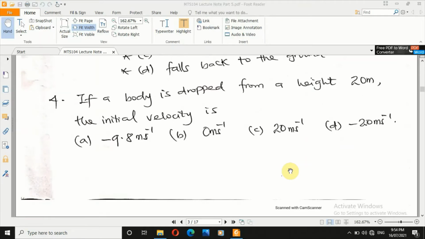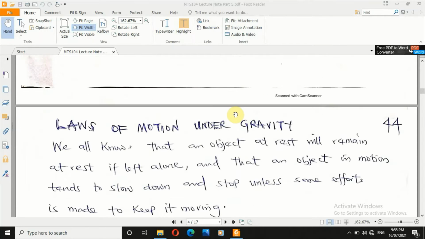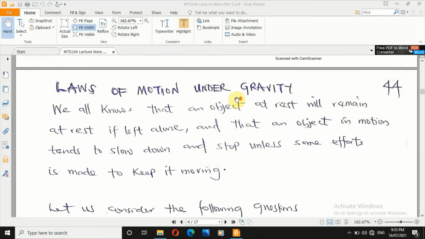Now let's go to the fourth question. If a body is dropped from a height of 20 meters, the initial velocity is dash. Look at that question now. If a body is dropped from a height of 20 meters, what will be the initial velocity? The answer is very simple. I've said it earlier. Take your time to read through, then pick the correct answer. So that is all with that. Then let's go to page 44.